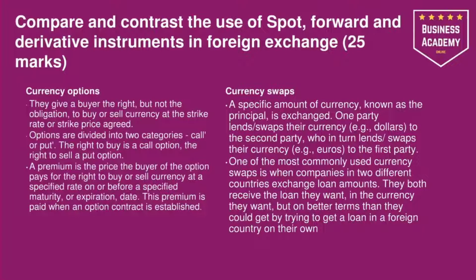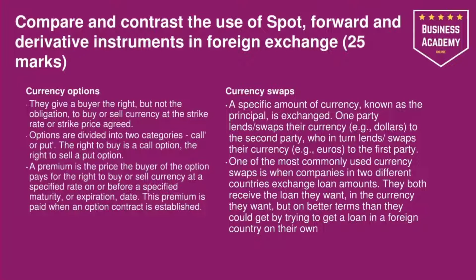Then we have currency swaps. Currency swaps is where a specific amount of currency, known as the principal, is exchanged. One party lends or swaps their currency, for example, dollars, to the second party, who in turn lends and swaps their currency, for example, euros, to the first party. Now, the reason why they do this is because they get better rates.